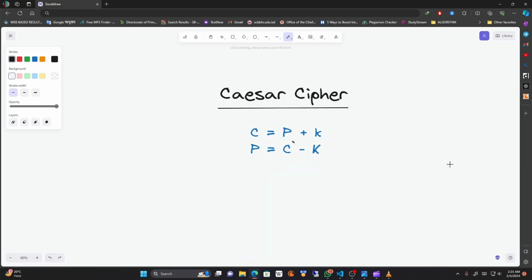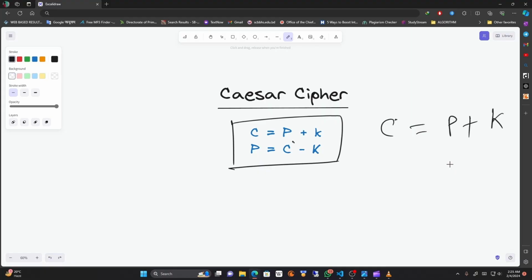Okay, for both process A and B, we just need to remember these two equations. In this equation, to get the value of ciphertext index, we just need to add our plain text index and key value, and in order to get our plain text index value, we just need to subtract the key value from our ciphertext index value.